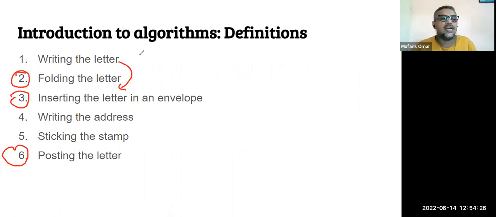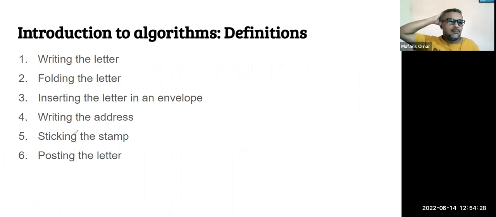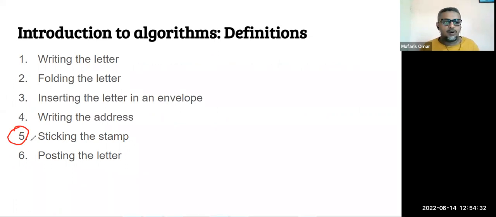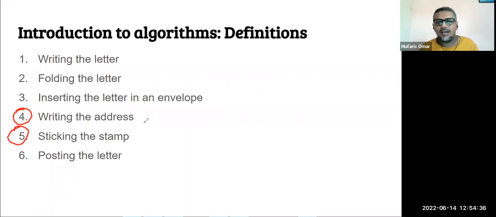Look at this one here. How do you change this? Maybe you can change 4 and 5: stick the stamp, then write the address. You can interchange this, that won't cause any problem to this algorithm. But some steps you can't change, right? You can't start with post the letter, then write the letter. So that's wrong. So that is important, right? This applies also when you write an algorithm.